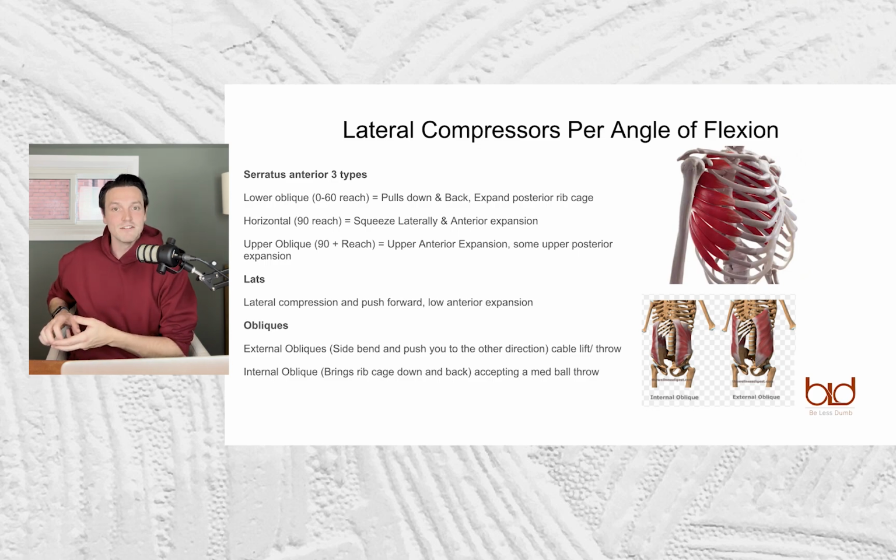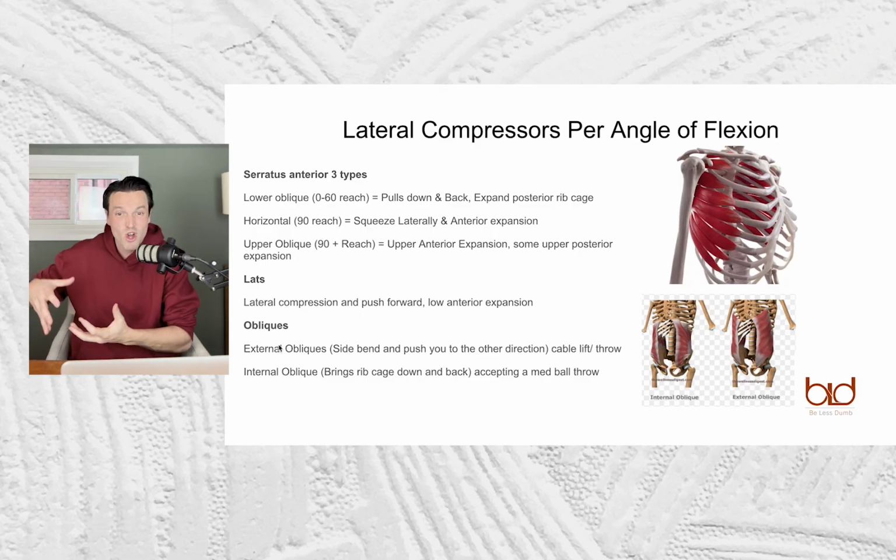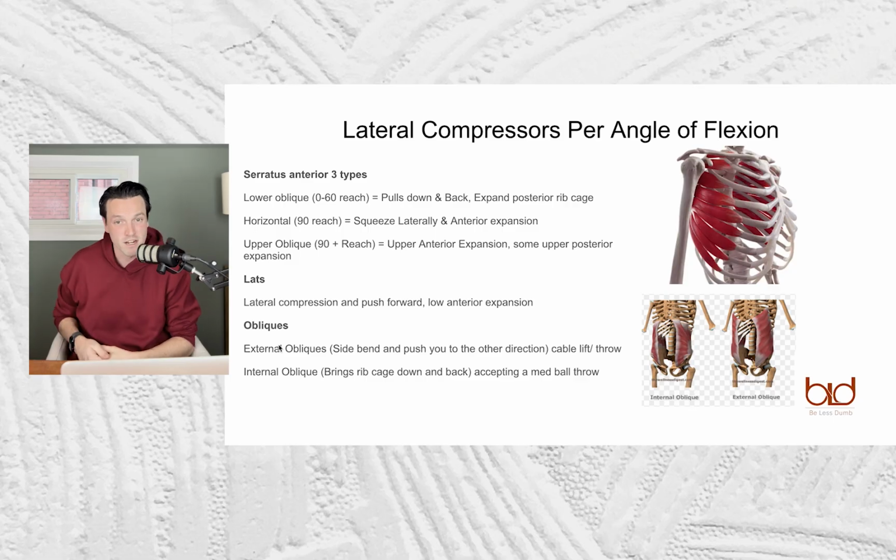So think of any kind of cable lift position or any kind of med ball throw or anything like that. That's all going to help with that. So maybe you do a half kneeling cable lift. It's going to help you massively with your external obliques. Internal obliques, as they bring the rib cage down, think about maybe a cable chop or accepting a catch of a med ball or anything like that.